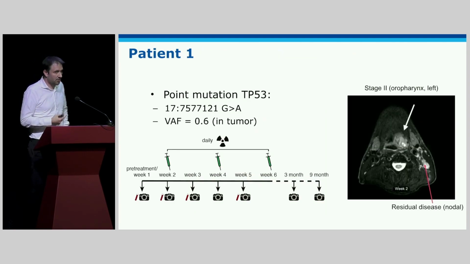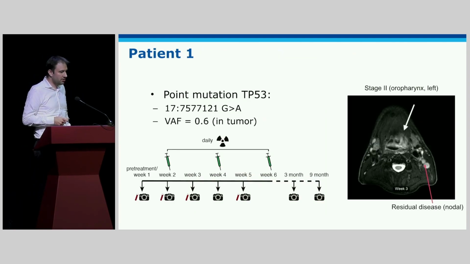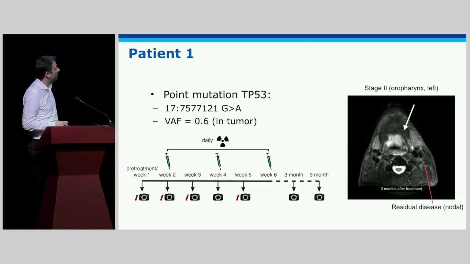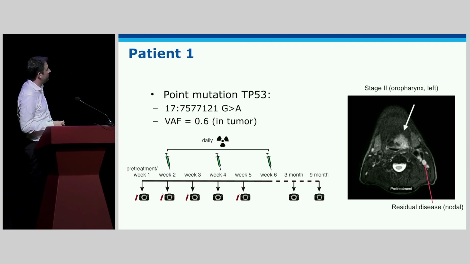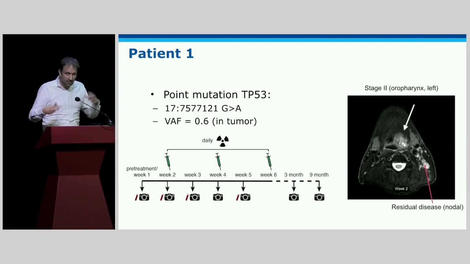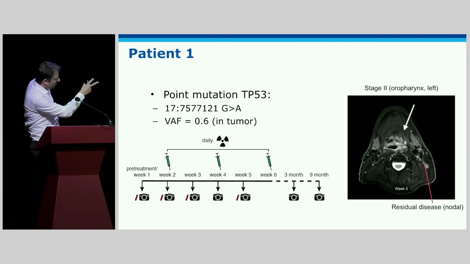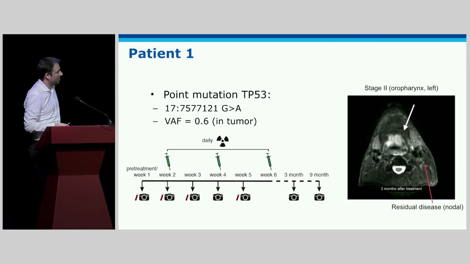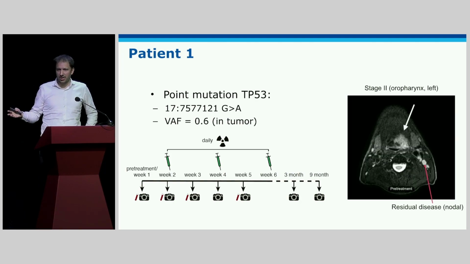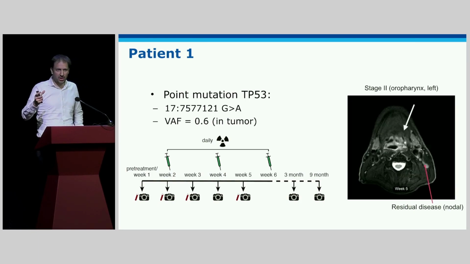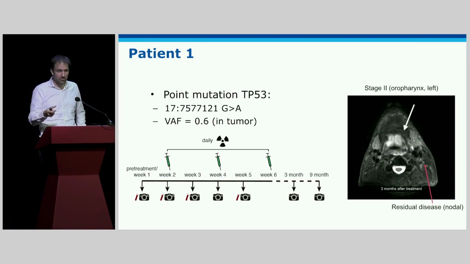Yeah, so this is the result for the first patient. It's a stage 2 oropharynx tumor, has a mutation in P53, and I'm clearly not an expert on interpreting these images, but even I can see, if you look at these running images, that in the first few weeks after the treatment there's almost no difference in these scans. Yeah, so there's no change. It's 3 months into the treatment that you start to appreciate a response to the treatment.